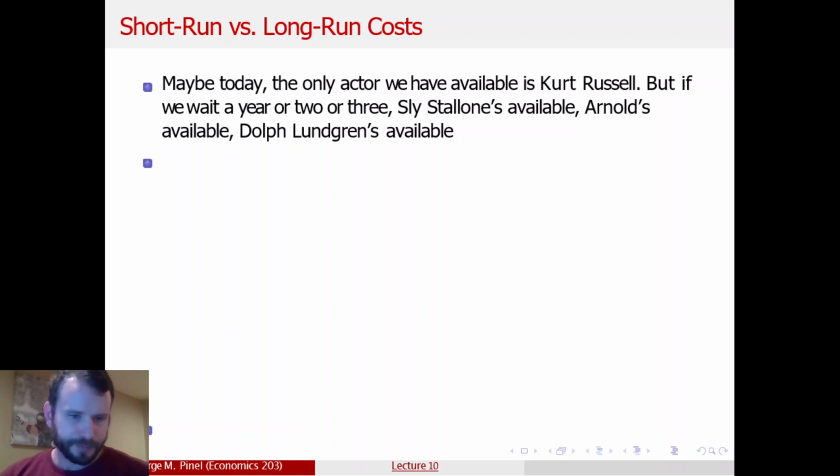So in the short run, your fixed cost is pretty much locked up. In the long run, you have control over your fixed cost. And then also keep in mind, in the short run, your variable costs, just like in the long run, are not locked up, because that depends on the quantity that you produce.